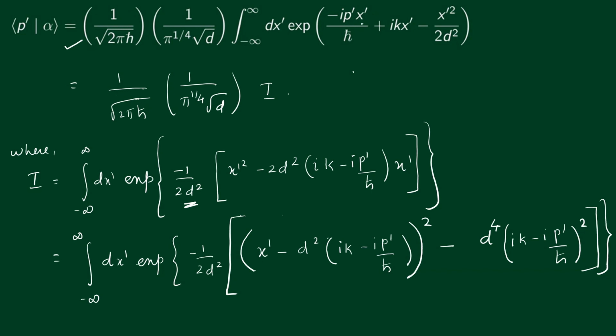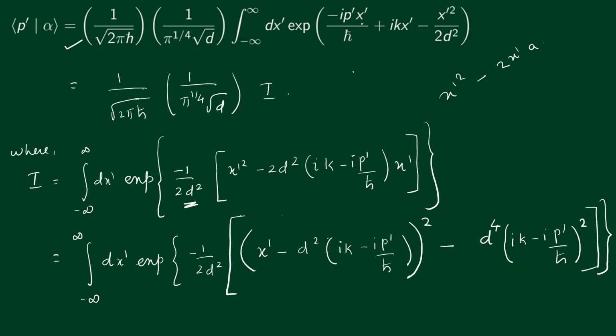The only difference is that there's an i appearing here, but that doesn't really matter. So this is of the form x prime square minus 2 x prime multiplied by a. If I take away this 2 x prime, whatever is left is the a. So this is of the form x prime square minus 2 x prime multiplied by a, where a is all this thing, d square ik minus ip prime divided by h bar.